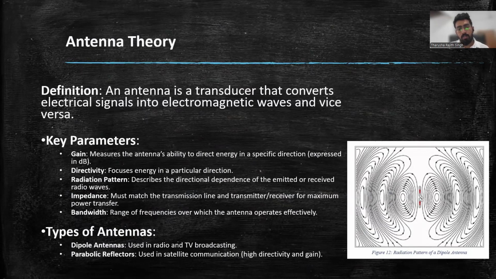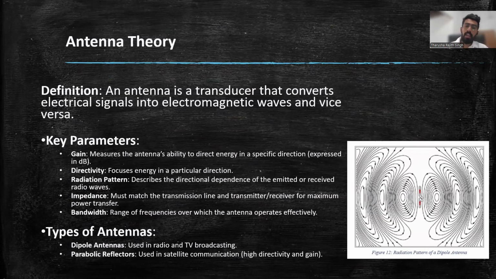So, the performance of an antenna is characterized by several key parameters, which are gain, directivity, radiation patterns, impedance, and bandwidth. Antennas are classified into various types, each suited for specific applications. Like dipole antennas, these are commonly used in radio and television broadcasting. And parabolic reflectors, these are used in satellite communication due to their high directivity and gain.